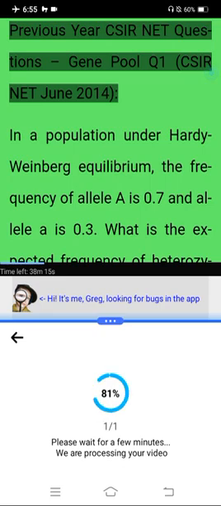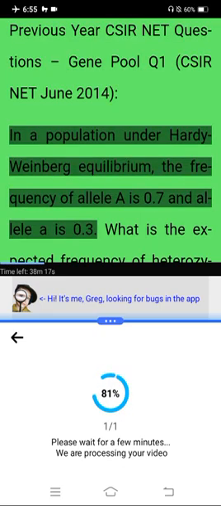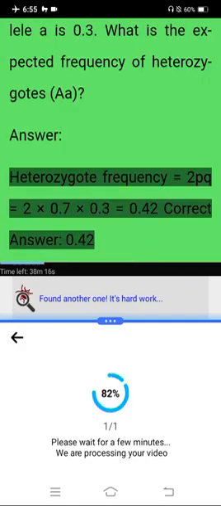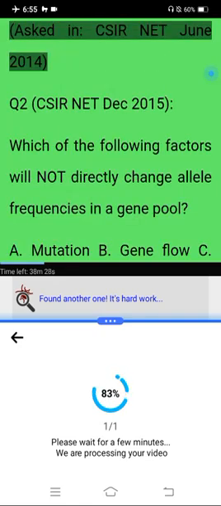Previous year CSIR NET questions. Gene pool. Q1, CSIR NET June 2014. In a population under Hardy-Weinberg equilibrium, the frequency of allele A is 0.7 and allele a is 0.3. What is the expected frequency of heterozygotes? Answer. Heterozygote frequency equals 2pq equals 2 times 0.7 times 0.3 equals 0.42. Correct answer: 0.42. Asked in CSIR NET June 2014.